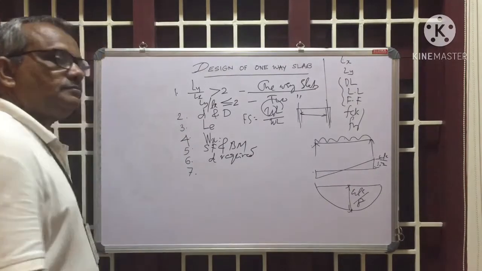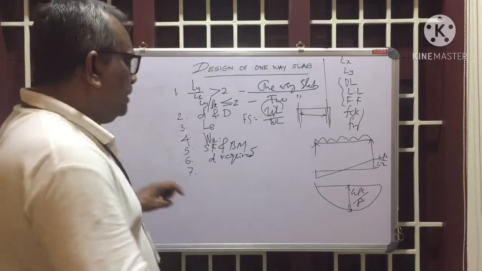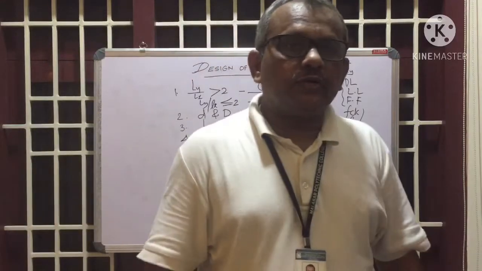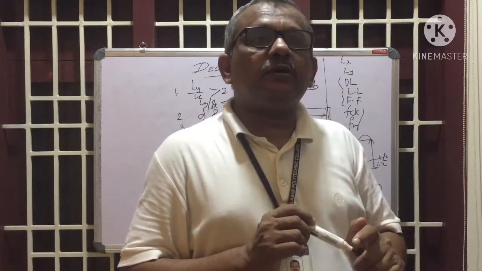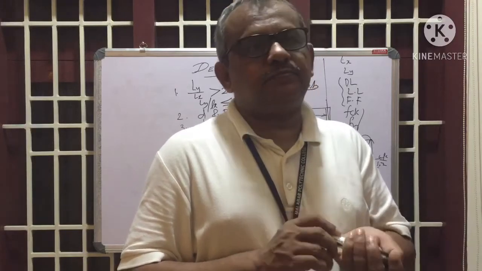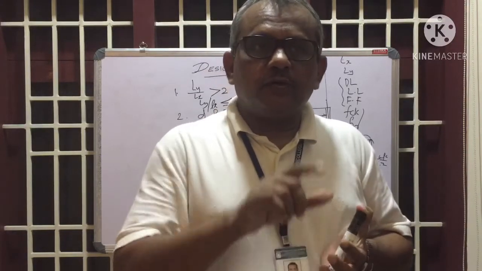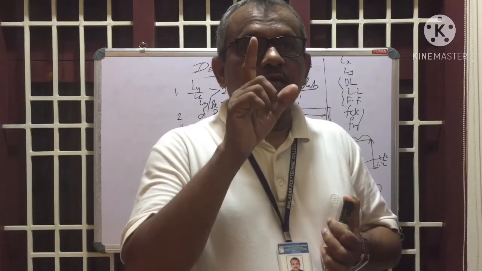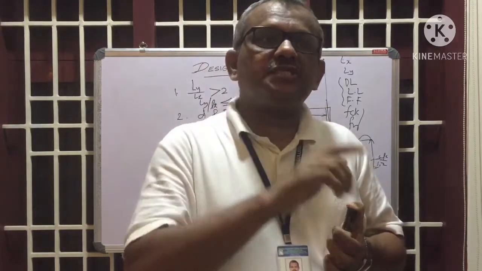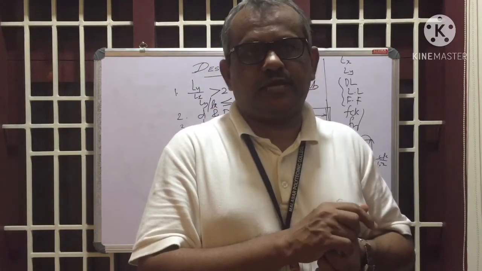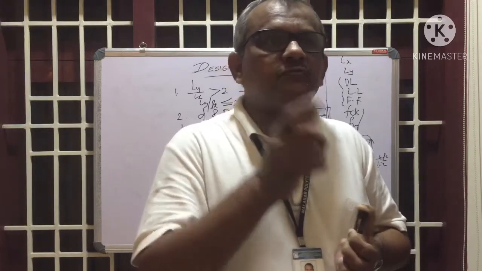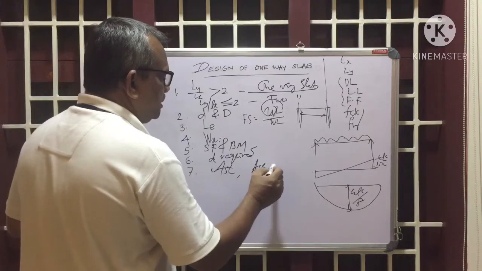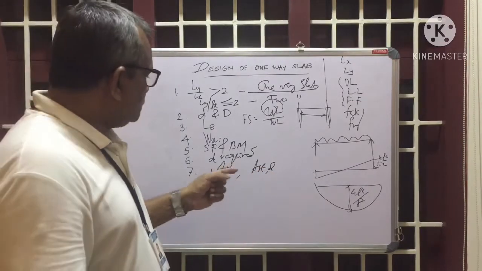Then 7, what is the 7th step? Find out the area of steel. Here there are two types of steels, you know. For a slab I told you, main steel at the bottom and distribution steel at the top. Main bars are provided at the bottom of the slab, and distribution steel is to distribute the loads or to take the shrinkage and temperature stresses in the case of slabs, right? Two types of steels are to be designed, AST and ASTD, that is distribution steel. AST is the main steel.